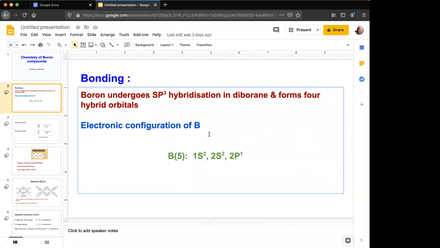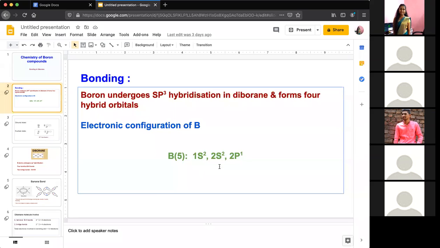The boron atom has the electronic configuration 1s2, 2s2, 2p1. And these 1s and 2s orbitals are completely filled, where the 2p orbital has only one electron.